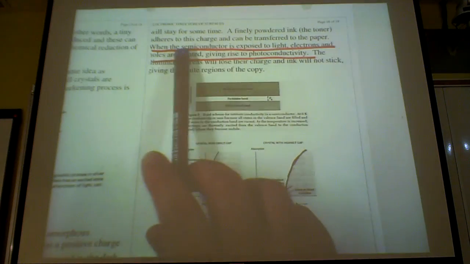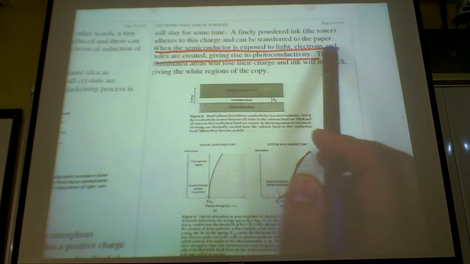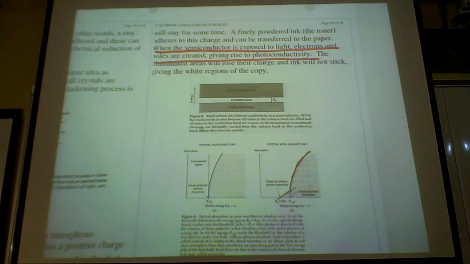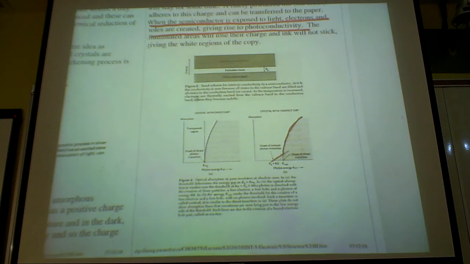And this is basically done by using a little fine laser to discharge this. When the semiconductor is exposed to light, electrons are created, giving rise to photoconductivity. So when you move this laser beam around to discharge, effectively you are creating conductivity to discharge the part of the toner where you don't want ink, right? So that you generate a very nice image that way. The illuminated area will lose the charge and the ink will not stick, giving the right copy. So this is how basic photoconductivity works.